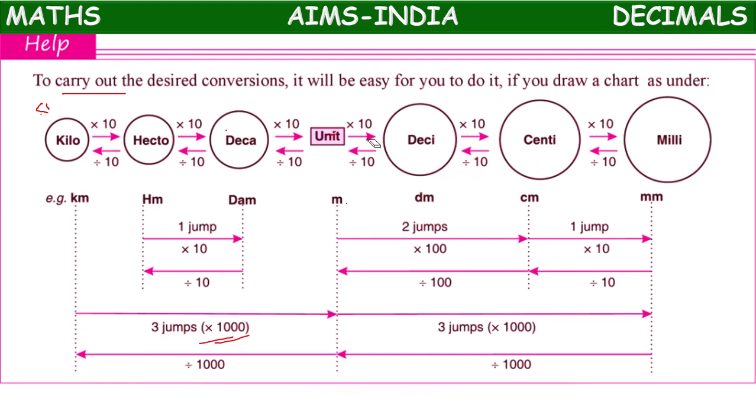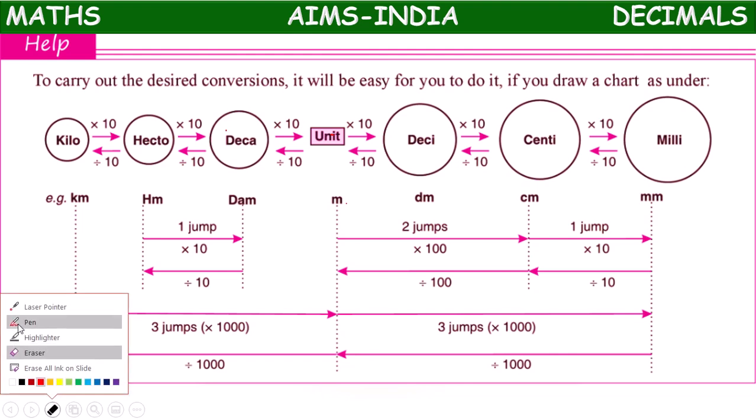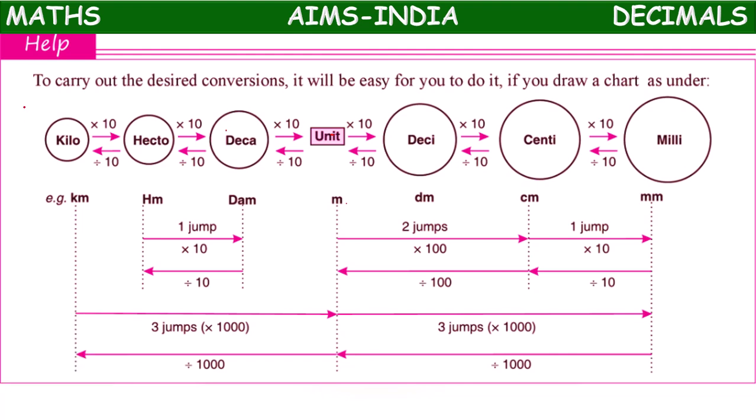About what we are discussing here, children. Suppose here I have 1 kilometer. Now I want to write 1 kilometer in terms of 1 hectometer. So how can I write it? Because I want to convert from bigger to lower.